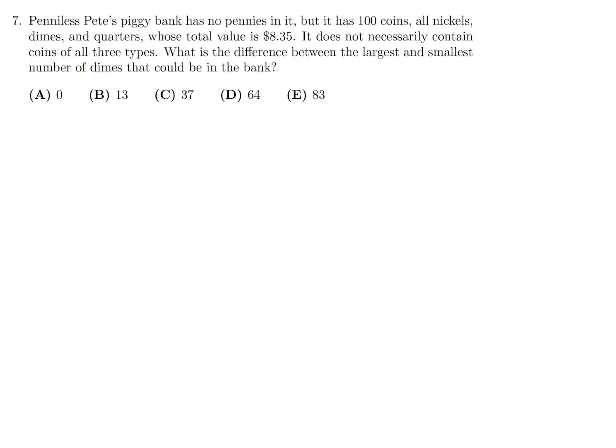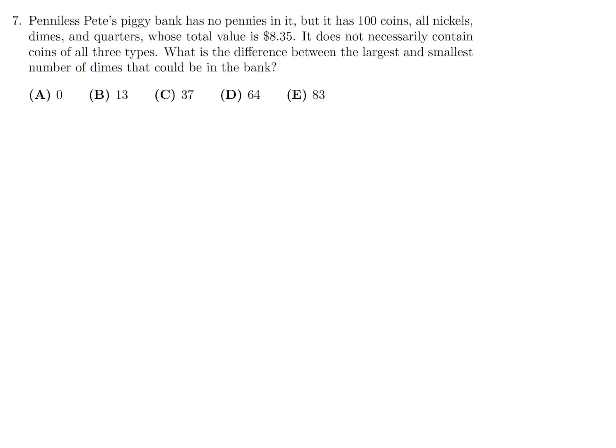Penniless Pete's piggy bank has no pennies in it, but it has 100 coins, all nickels, dimes, and quarters, whose total value is $8.35. It does not necessarily contain coins of all three types. What is the difference between the largest and smallest number of dimes that could be in the bank?